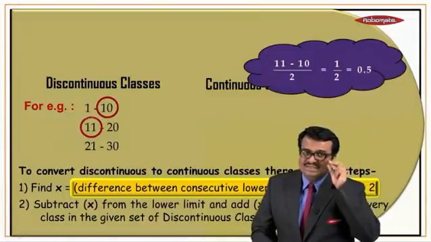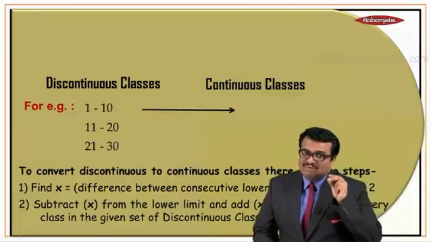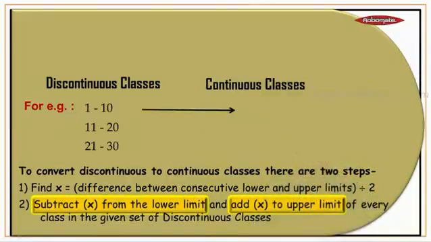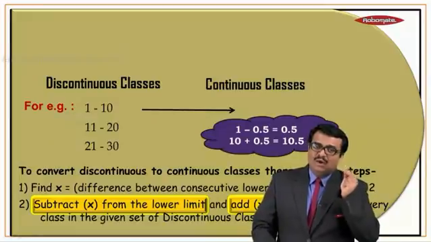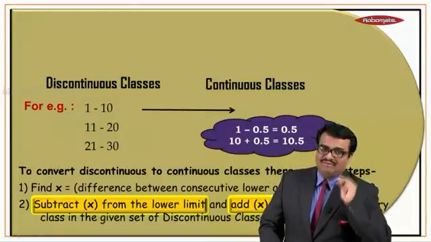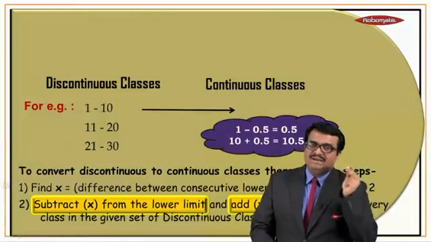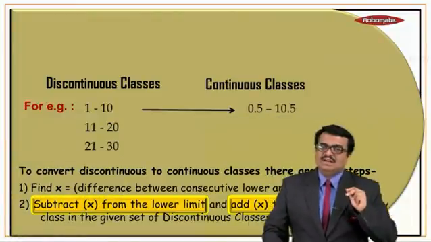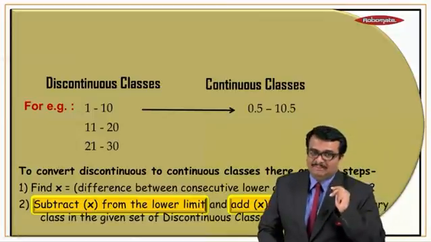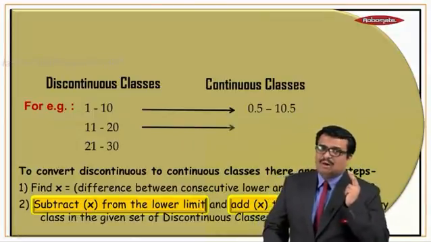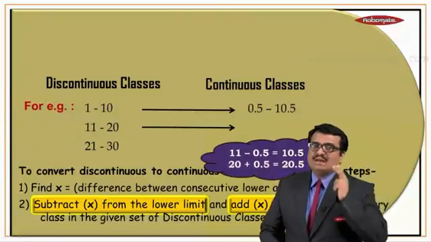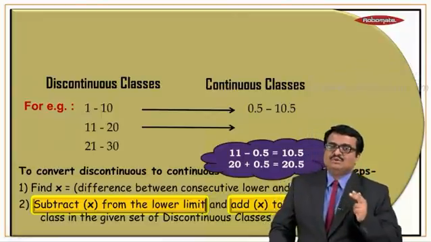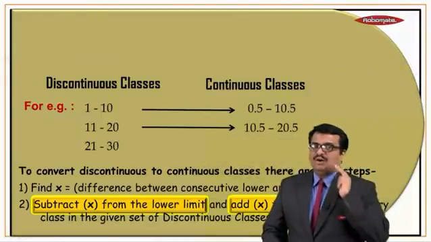Okay. Then what to do with the 0.5? Subtract 0.5 from the lower limit and add 0.5 to the upper limit. Subtract x from the lower limit and add x to the upper limit. So, when you subtract x from the lower limit, 1 minus 0.5 gives you 0.5. And when you add 0.5 to the upper limit, 10 plus 0.5 gives you 10.5. So, what we will get? 0.5 to 10.5. The second one the same way. Subtract 0.5 and add 0.5. Subtract 0.5 from the lower limit, add 0.5 to the upper limit. 11 minus 0.5 gives you 10.5 and 20 plus 0.5 gives you 20.5.